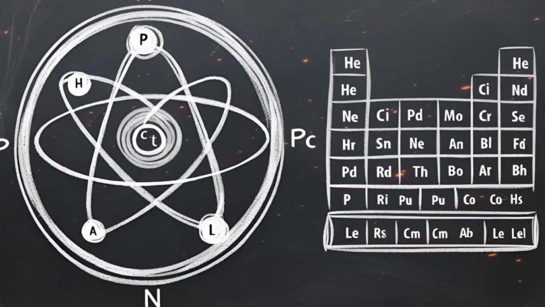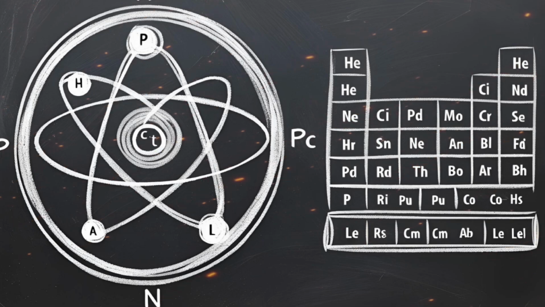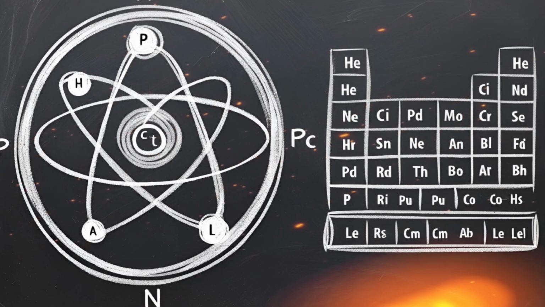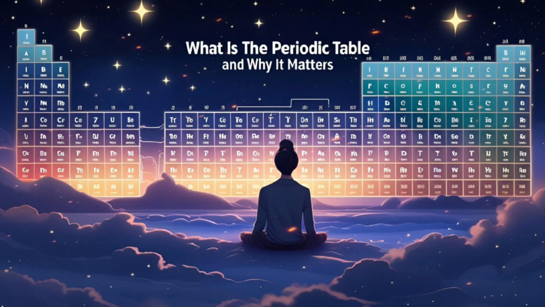Chromium is also involved in the metabolism of fats and proteins. It is found in foods such as whole grains, meats, fruits, and vegetables, though the exact amounts vary based on soil content and food processing. Like other trace metals, chromium must be present in the right amount. Both deficiency and excess can disrupt balance, which is why the body tightly regulates its absorption and excretion.